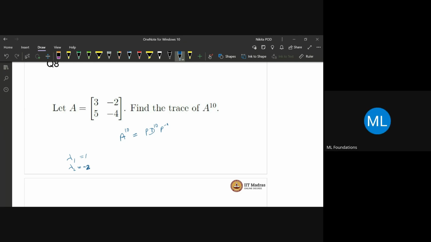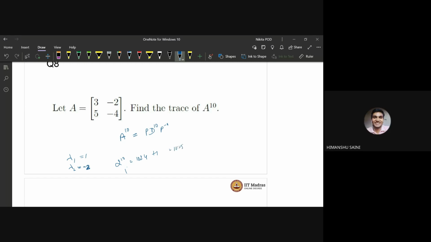Yeah, okay. What is the final answer that you get? 1025. Two to the power 10, I think, is 1024, right? Yeah, plus one. And 1 to the power 10 is again 1. So you just get 1024.